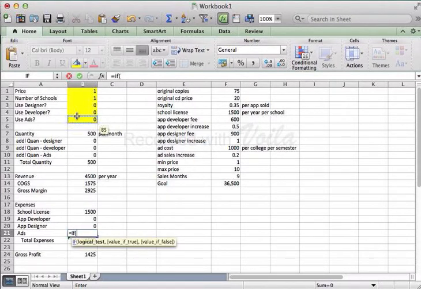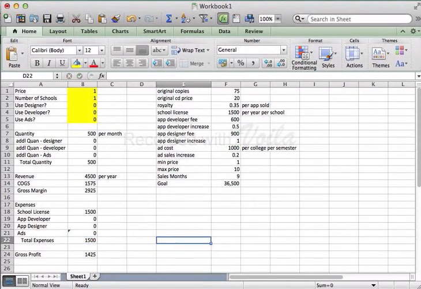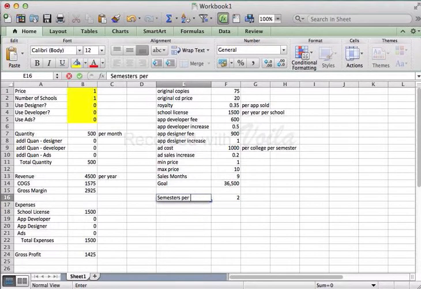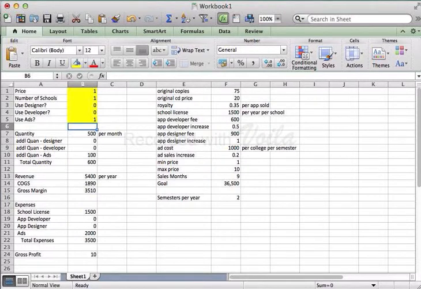If we're using the ads, then we're paying the ad cost per college per semester. So we're going to need an assumption here. Else we're doing 0. So my assumption is that the semesters per year is 2. So if I change the ads to 1, the cost is 2,000, which is 2 times 1,000, which is awesome.